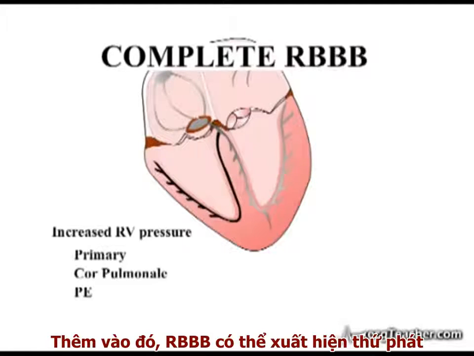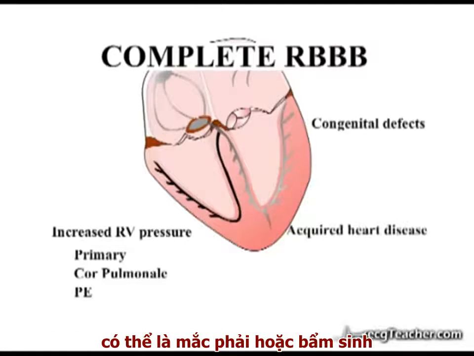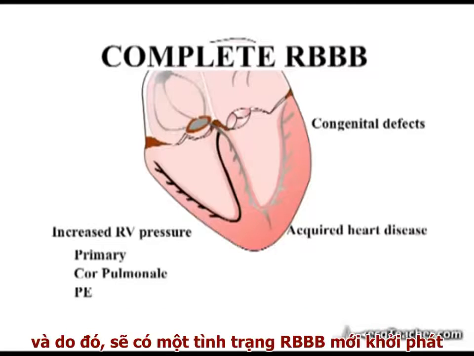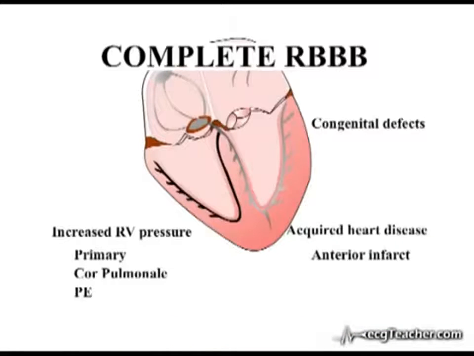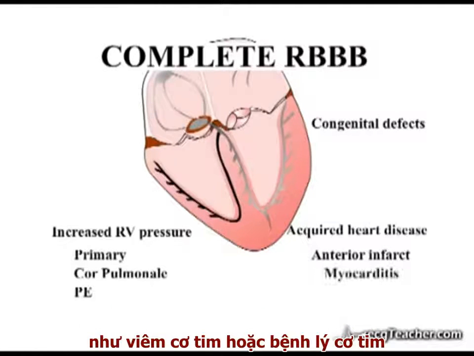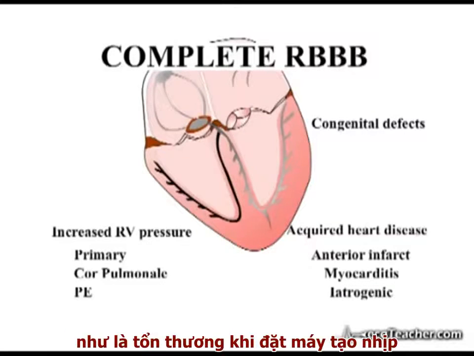In addition, right bundle branch block may occur secondary to a wide variety of heart diseases, either congenital or acquired. The right bundle branch is supplied by septal branches of the left anterior descending artery, and so new onset right bundle branch block may be observed in myocardial infarction secondary to obstruction of this artery. Amongst many other potential causes, the right bundle branch may also be affected in diffuse cardiac diseases, such as myocarditis or cardiomyopathy. Iatrogenic causes are also recognized, such as damage during pacemaker placement or right heart catheterization.